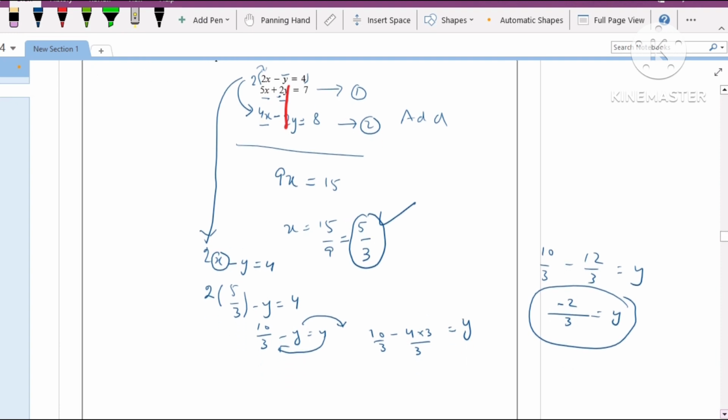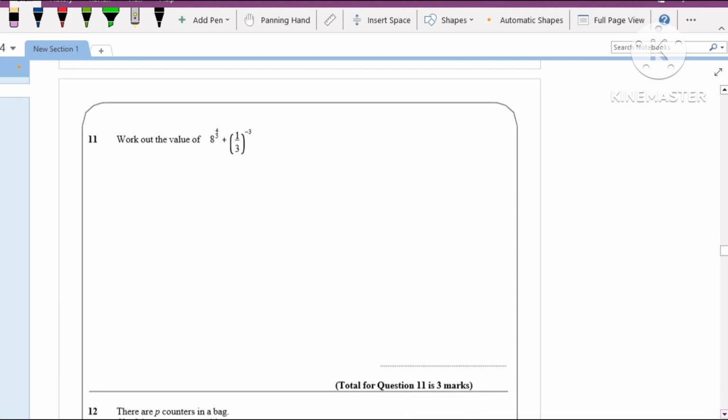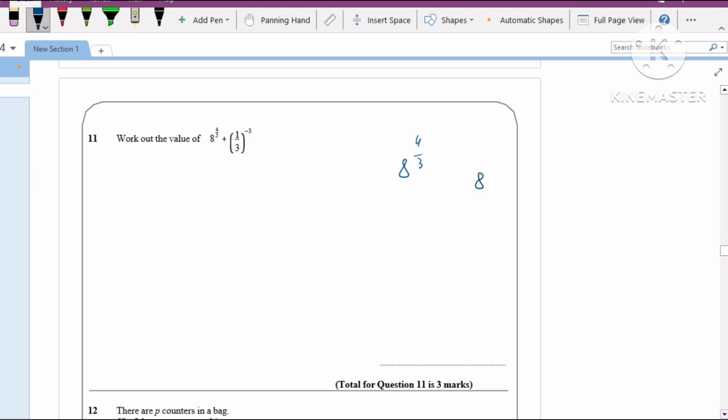Now the next question is question number 11. It's about indices. Remember that whenever the power is given in the form of, like, 8 power 4 over 3, this power 4 over 3 is basically 1 over 3 times 4. The 1 over 3 is basically a cube root. So this is basically the cube root of 8 to the power 4, plus 1 power minus 3 and 3 power minus 3, because this power is for both.